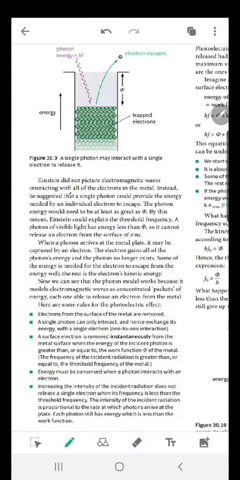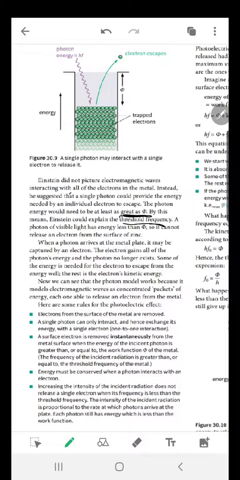So the photon energy would need to be at least as great as what he named phi. He said that if your photon energy is phi or greater than phi, then yes, that electron will escape. With this photon idea, Einstein could explain the threshold frequency, because he is not saying that it is a wave that spreads over your plate and then the electrons escape. No, he said your photon energy has to be powerful enough to take that electron away from that particular plate.